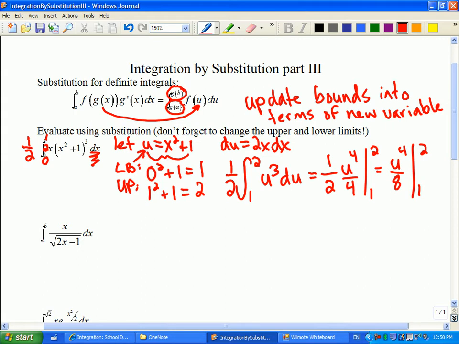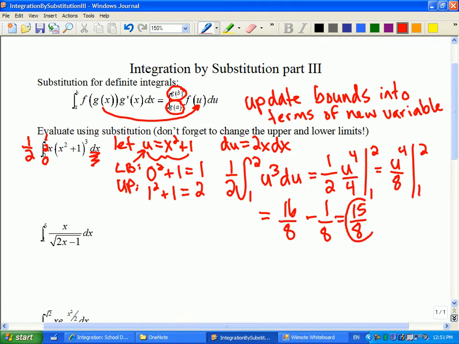So I can probably do this in my head here. Well, let's see, I've been known to make the odd careless mistake, but that'll be, at 2 I'd get 16 over 8, take away 1 over 8. So I'd end up with 15 over 8.